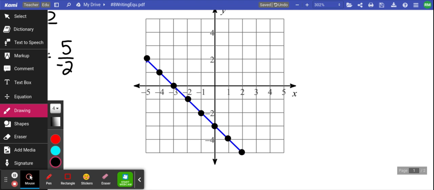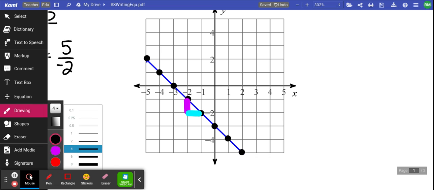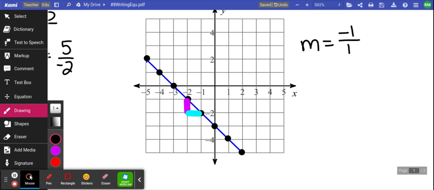Now, in order to find slope, you don't need to have 7 points or 8 points. You just need to have 2. And my recommendation is to pick the ones that are closest to each other to figure out what the slope is. So, for example, I'm going to pick maybe this point, and I needed to go down 1 and to the right 1. So if I go down 1 and to the right 1, my slope is -1/1, which just simplifies to -1.